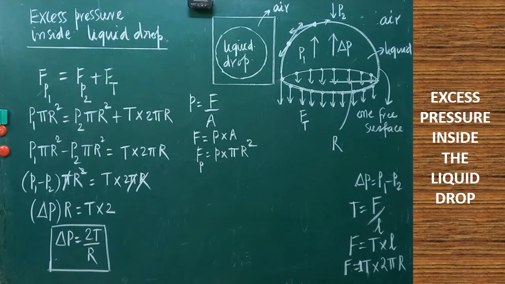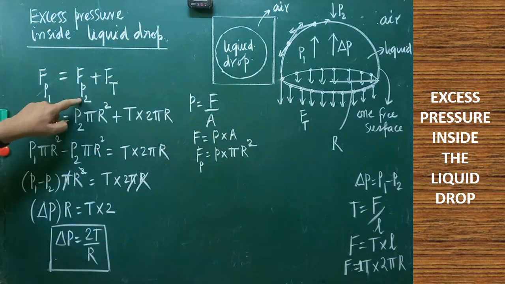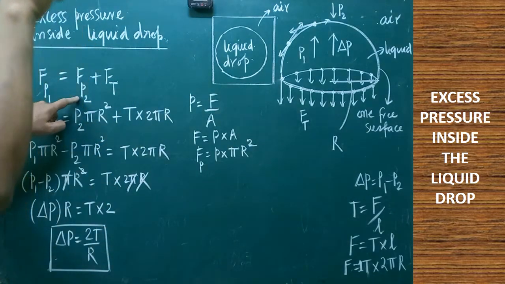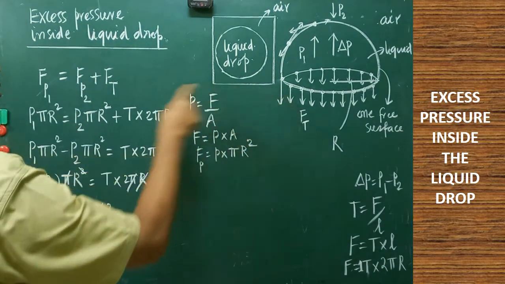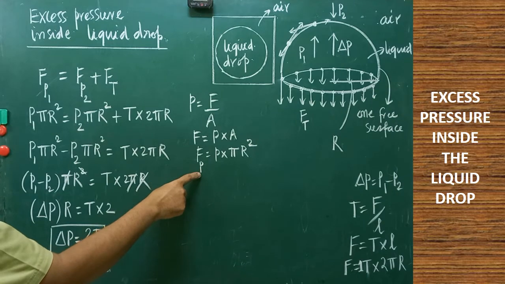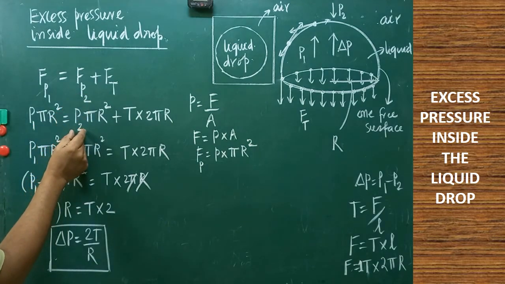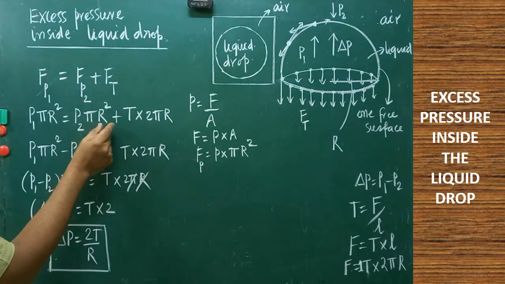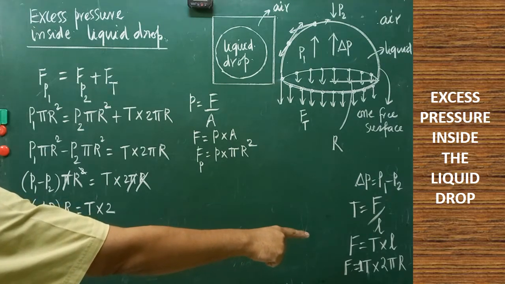Again, I'll explain. Here, the force due to P1 is acting from inside, that is from the liquid side, and Fp2 is the force due to P2 that is acting from outside, that is from the air side, and Ft, what is Ft? This is the force due to surface tension. And already we have derived the formula for force due to pressure, P into pi r square. The same expression is used. Since it is P1, we can write P1 pi r square. For the force due to pressure P2, we can write P2 pi r square. Force due to surface tension can be written as T into 2 pi r.